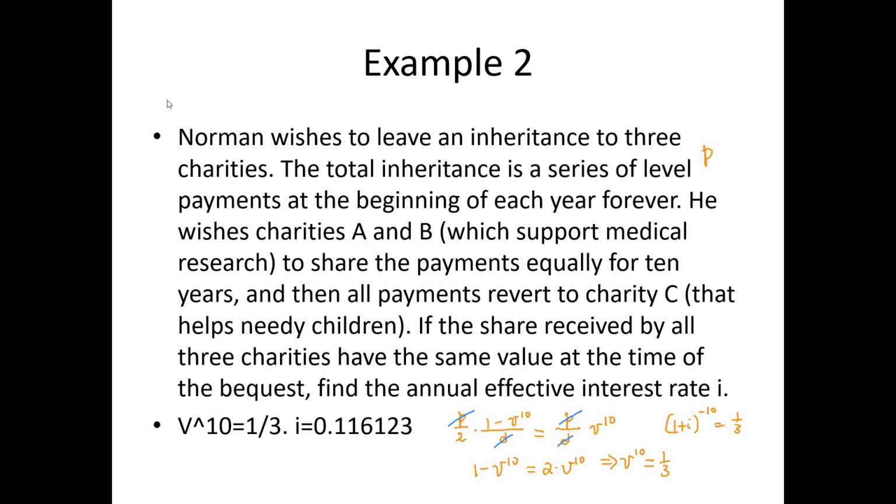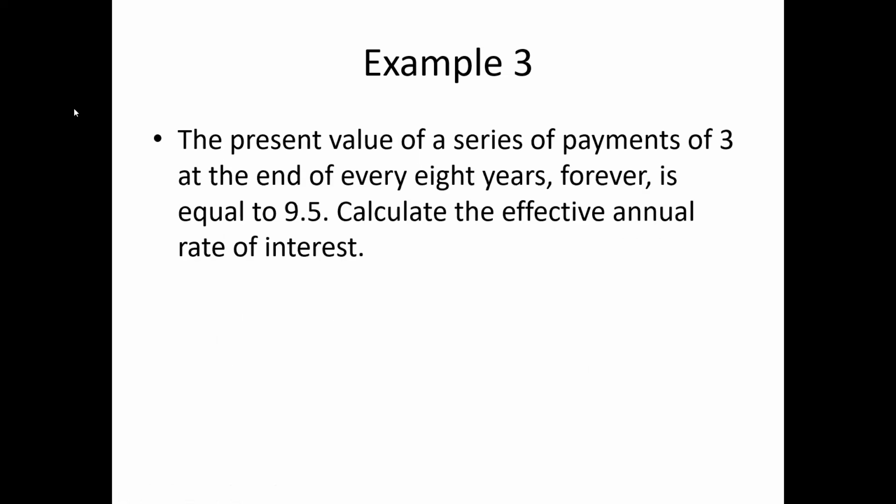Next example. The present value of a series of payments of 3 at the end of every 8 years forever is equal to 9.5. Calculate the effective annual rate of interest. So we're looking for the annual rate, but this is 3 at the end of every 8 years.